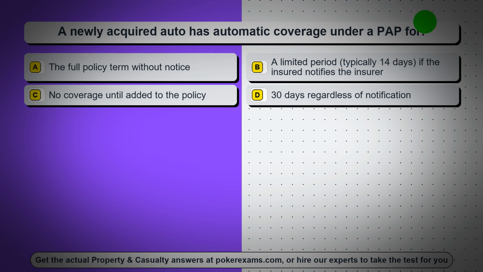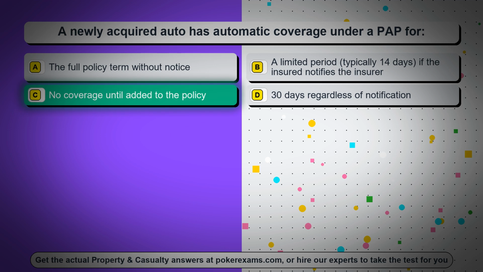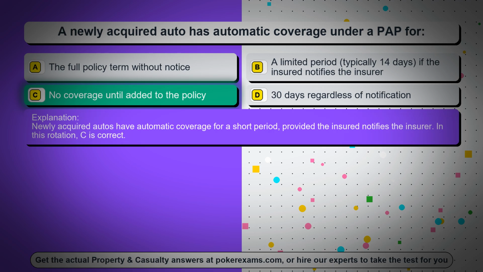Question 27. A newly acquired auto has automatic coverage under a PAP for option A, the full policy term without notice, option B, a limited period, typically 14 days, if the insured notifies the insurer, option C, no coverage until added to the policy, option D, 30 days regardless of notification. The correct answer is option C, no coverage until added to the policy. Newly acquired autos have automatic coverage for a short period, provided the insured notifies the insurer. In this rotation, C is correct.